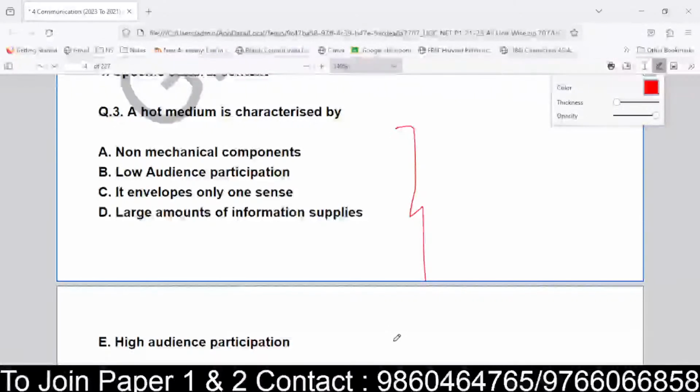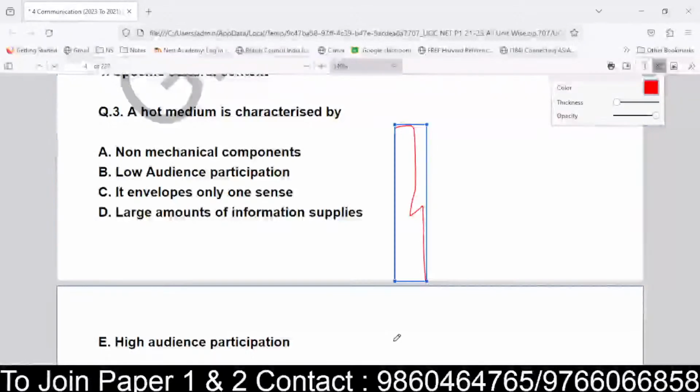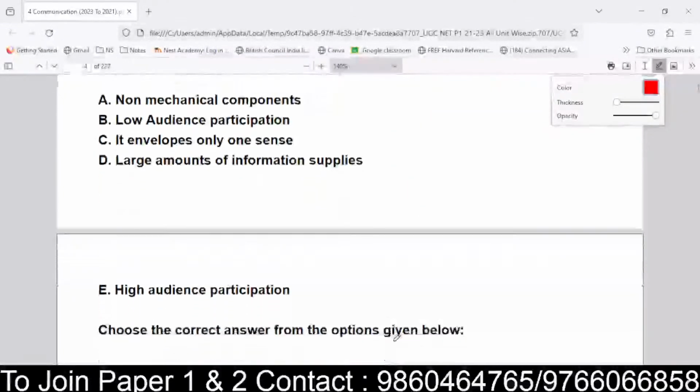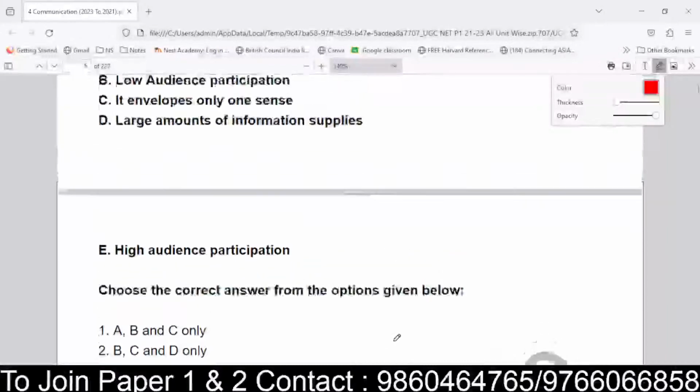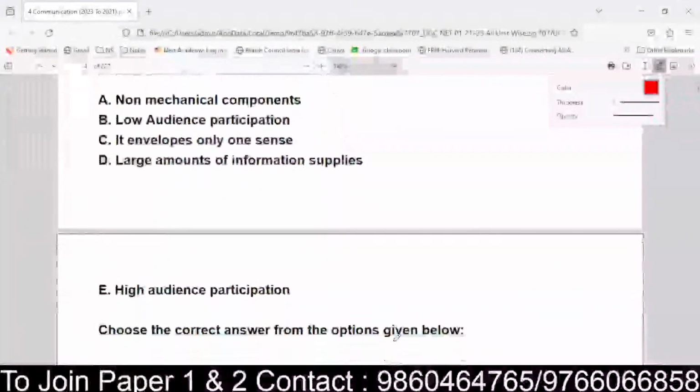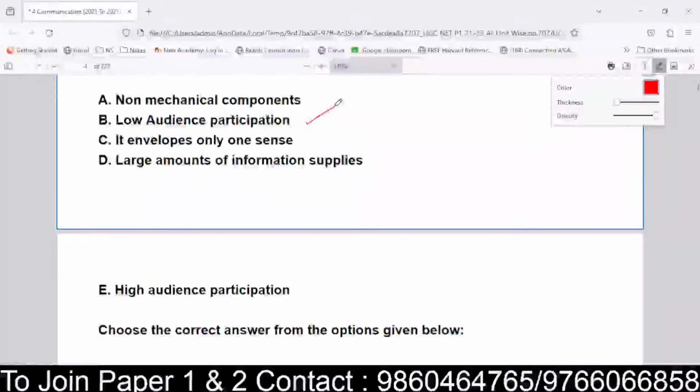Question number 3, everyone. From the options given to you, low audience participation, it envelops only one sense, as we did just now, and it is basically talking about a large amount of information. Just now we studied hot media and cold media. So it is low audience participation, envelops only one sense, and a large amount of information supplied.